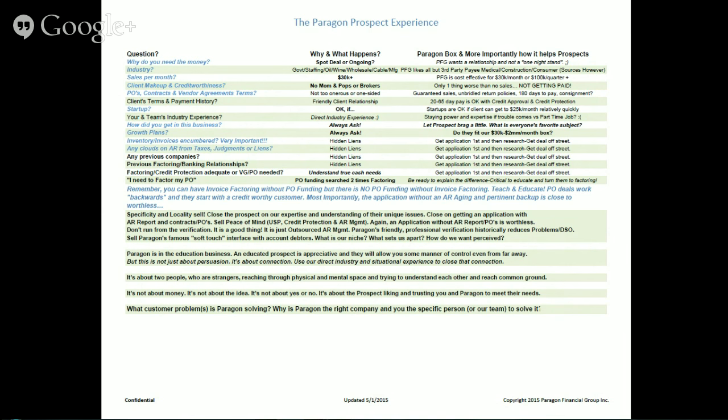Now, that doesn't mean we can't work around that. From time to time, we take out merchant cash lenders. We take out lines of credit. We even have subordination agreements.